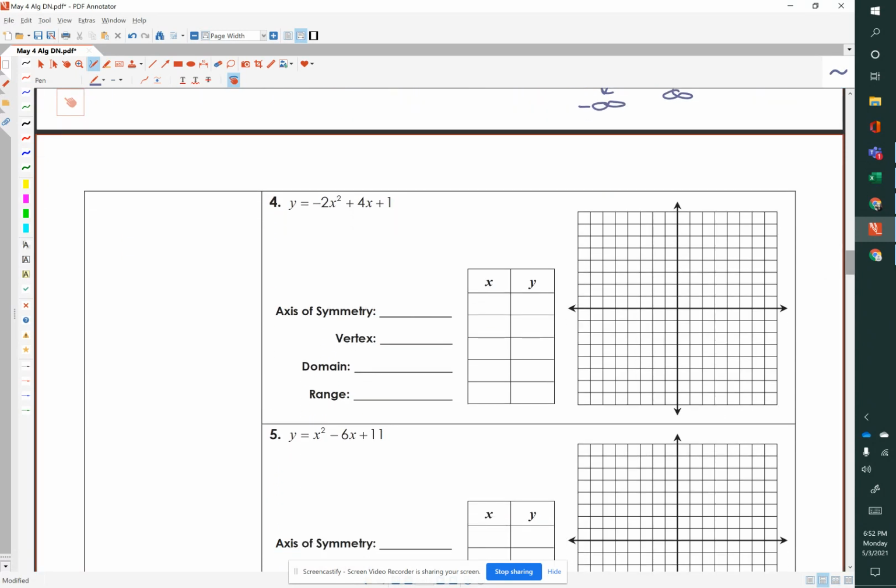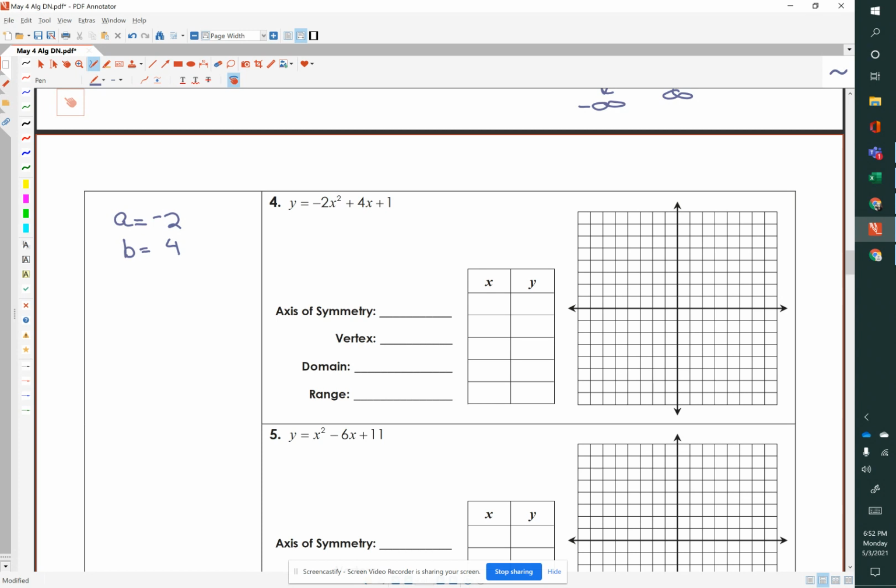I hope you can try them on your own and come back to the video. That would be good practice for you. The number 4 says y equals negative 2x squared plus 4x plus 1. So our a value is negative 2, so this parabola is going to open downward. Our b value is 4.